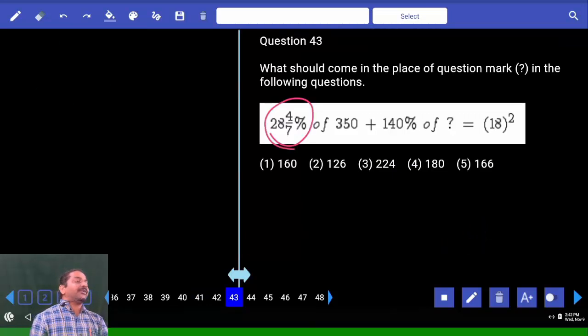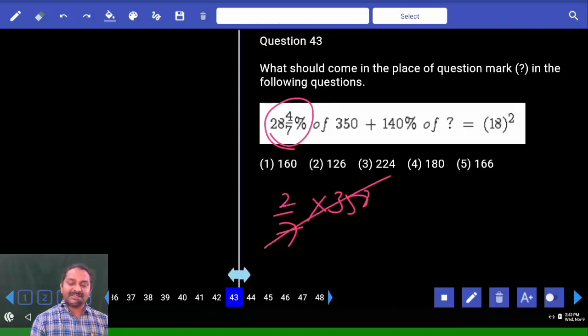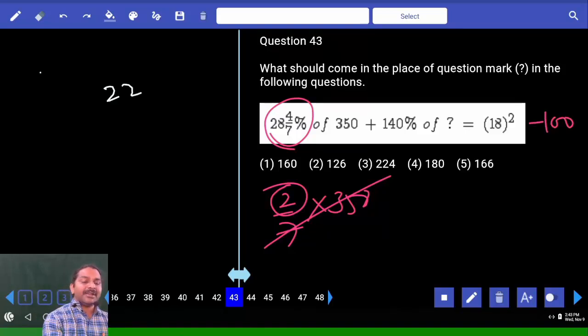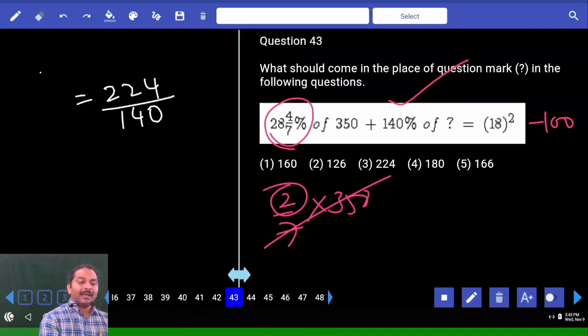Can we write the same as 14 2/7 percentage into 2? 14 2/7% into 2. What do you mean by 14 2/7? 1/7 into 2, 2/7. 7 how many times is 350? 50 into 2. Take 100 to the right hand side. It becomes minus 100. 18 square. Minus 100. 220. Which is equal to 140%. But we have to calculate 100%, right? 140% is 224. 1% value, 100% value into 100. Yes?